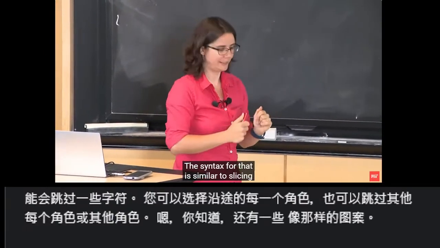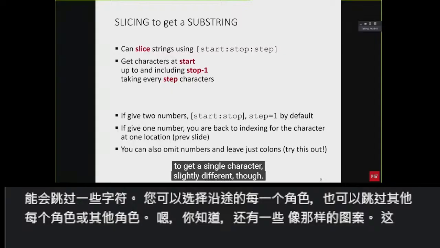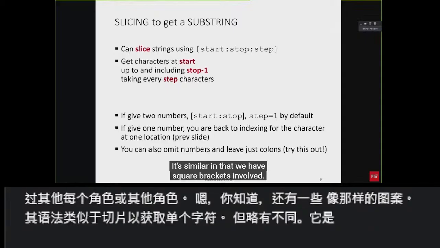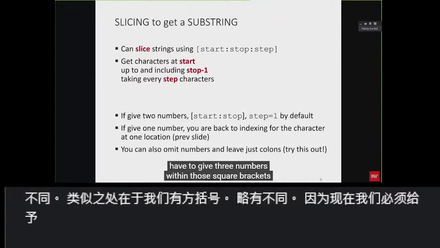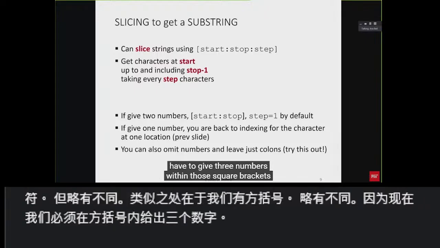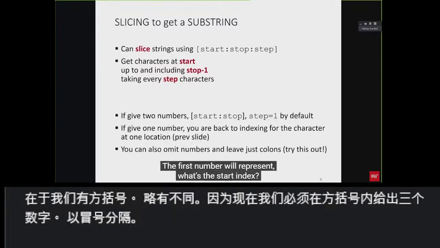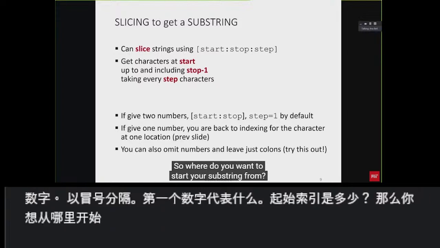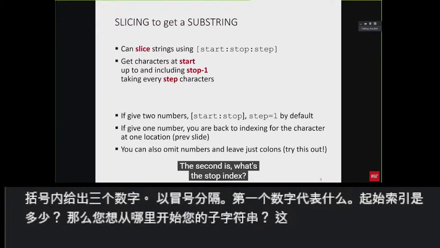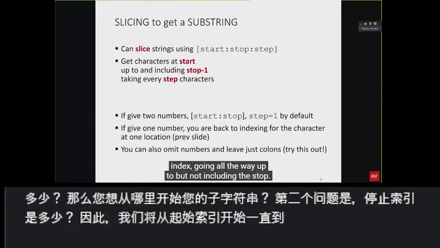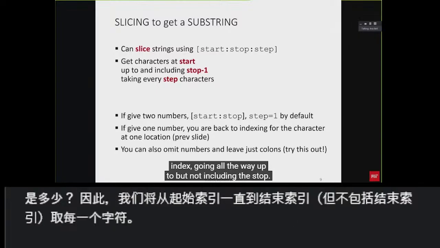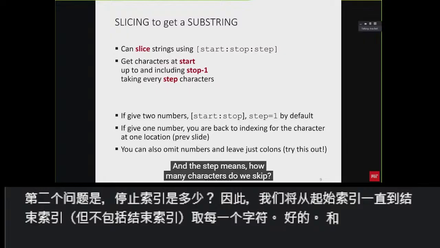The syntax for that is similar to getting a single character, slightly different though. It's similar in that we have square brackets involved. Slightly different because now we have to give 3 numbers within those square brackets, separated by colons. The first number represents the start index. So where do you want to start your substring from? The second is the stop index. So we're going to take every character from that start index, going all the way up to, but not including, the stop. Okay?